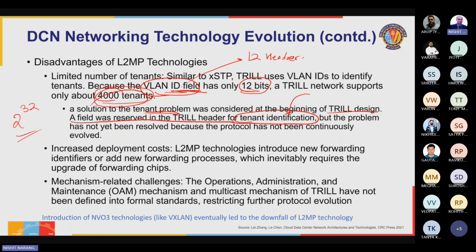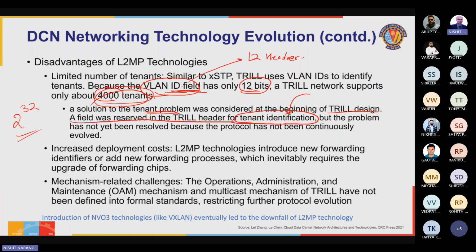But till date, that problem hasn't been solved. And the reason is not because it cannot be solved, but because Trill itself became outdated. By the time we got around to the stage where the number of tenants would have gone beyond 4,000 and Trill would have to be extended to, instead of using VLAN, start using the reserved header for tenant identification, before all those software changes could come in, Trill became outdated as a protocol. It got replaced by the next evolutionary steps, which we will talk about.